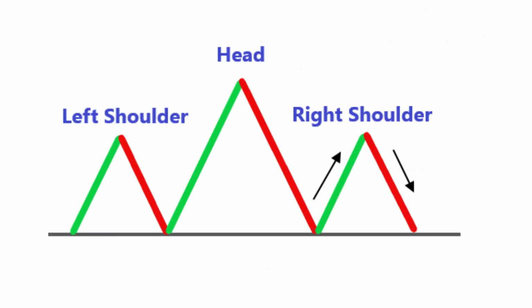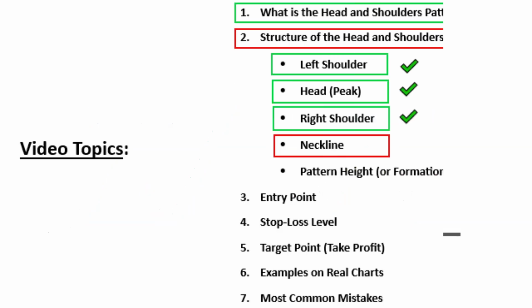Then the price recovers again and makes another move upward. But this time, the peak cannot reach the level of the head. This structure is the right shoulder. The right shoulder is identified by creating a lower high compared to the head. It is usually close to the height of the left shoulder. During the formation of the right shoulder, volume is often lower, which shows that buyers are getting weaker. Once the right shoulder is completed, the price moves downward again and heads toward the neckline that I will explain next.